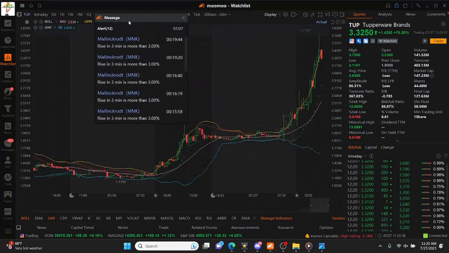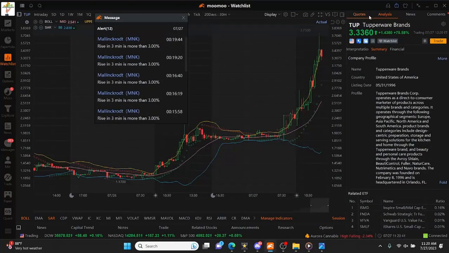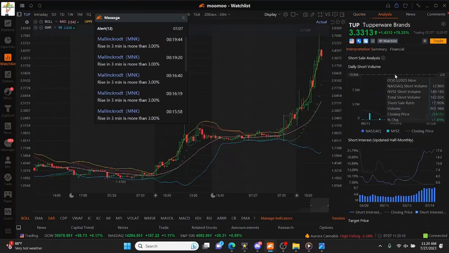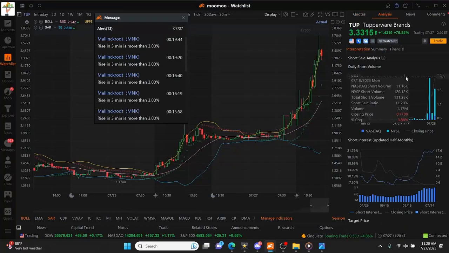Now, TUP, ladies and gentlemen, if we take a brief look and check out our interpretations of indicators, a huge tool that I like to use when I'm looking for short cover situations, you need to see that daily short sale analysis. I know Webull only offers the weekly. Here on Moomoo, we get that daily short sale analysis.